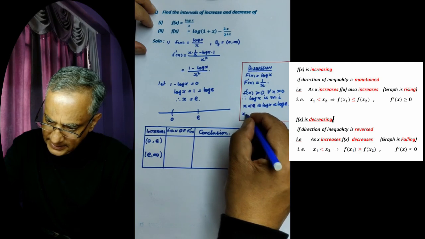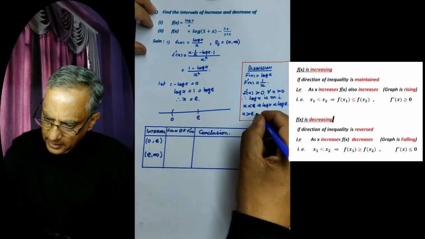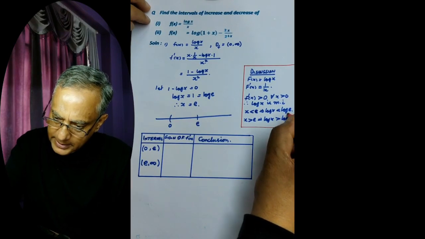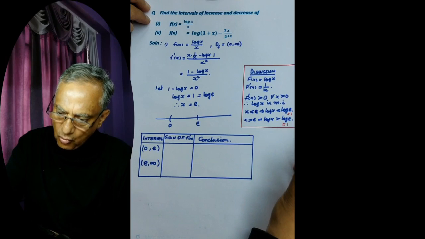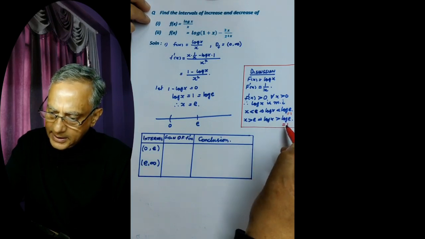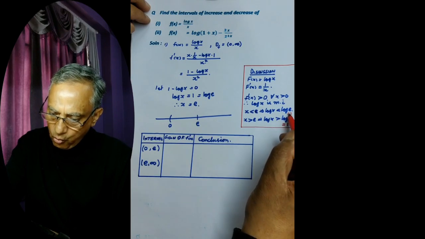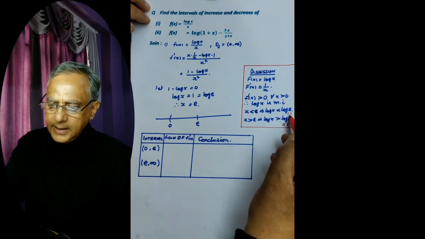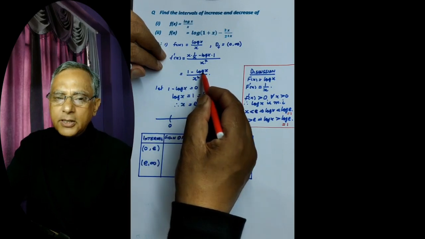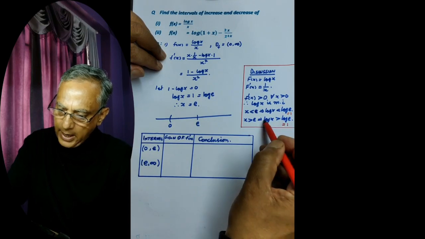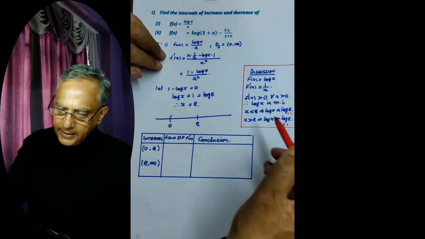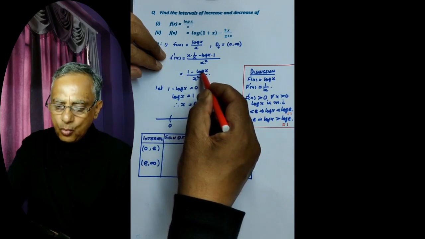And when x is greater than e, that is from e to infinity, log of x will be greater than log e, and log e is equal to 1. So log x is less than 1 in the first interval, and log x is greater than 1 in the second interval. Therefore, where log x is less than 1, 1 minus log x will be positive, greater than 0. And where log x is greater than 1, 1 minus a thing greater than 1 will be negative, less than 0.